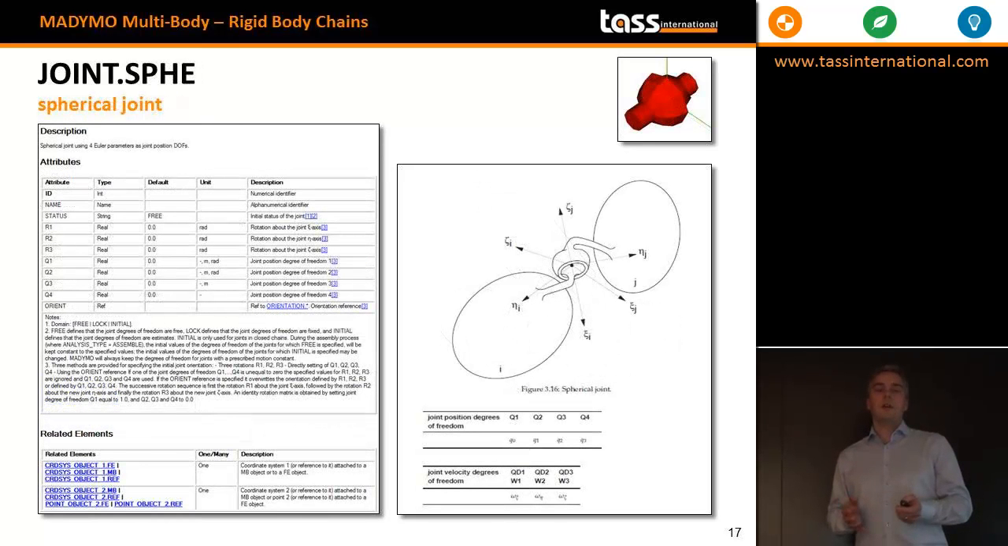Spherical joint is a ball and socket joint, if you like. This joint is defined with its degrees of freedom in Euler parameters. So you have a vector and 3 angle parameters.